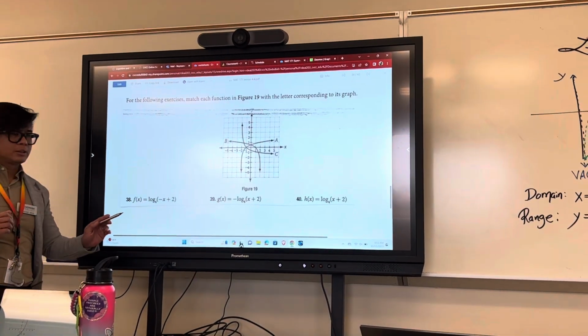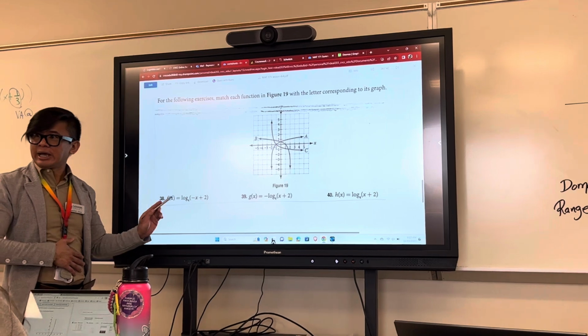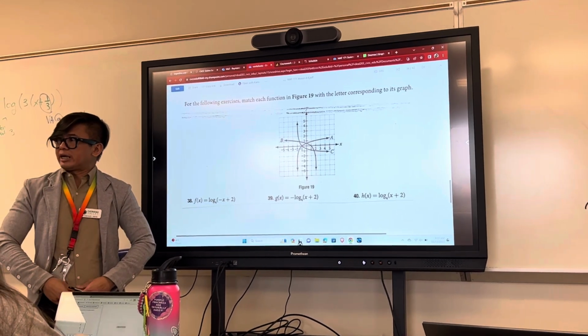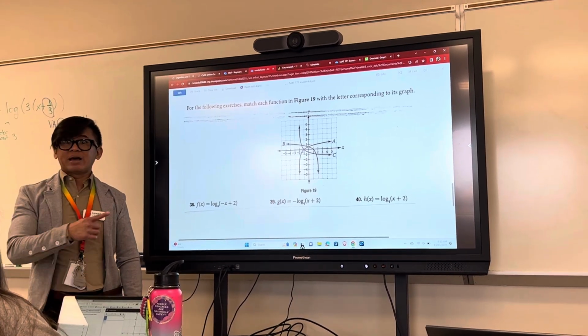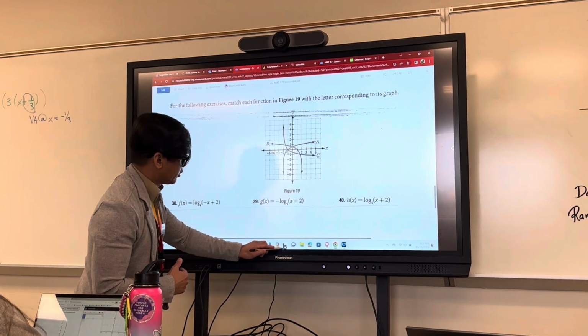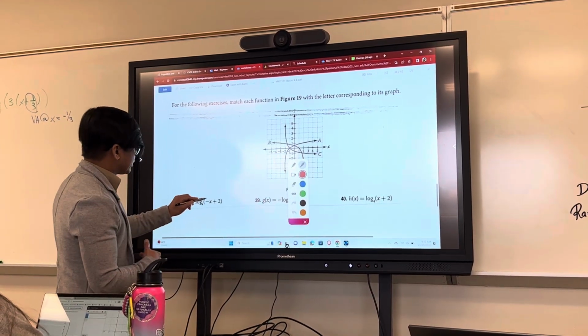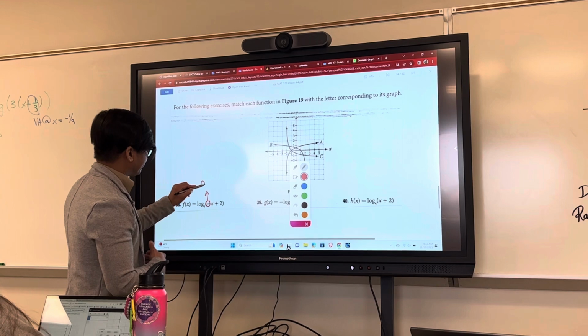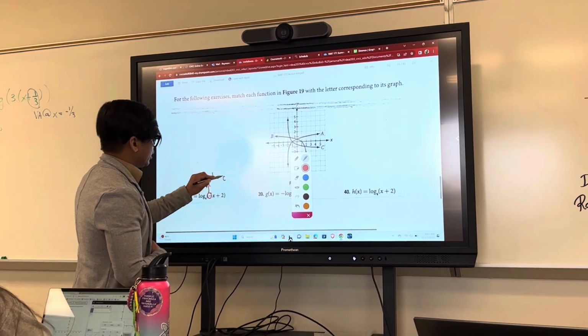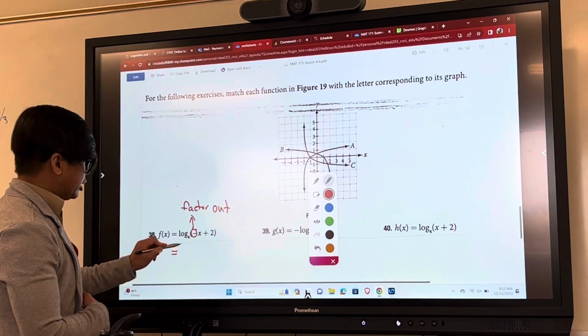What do we do first? You just want x, but there's a negative in front of x. So what we're going to do with that negative? Factor it out. Very good. You just want the x, but there's a negative, so factor out that negative first.